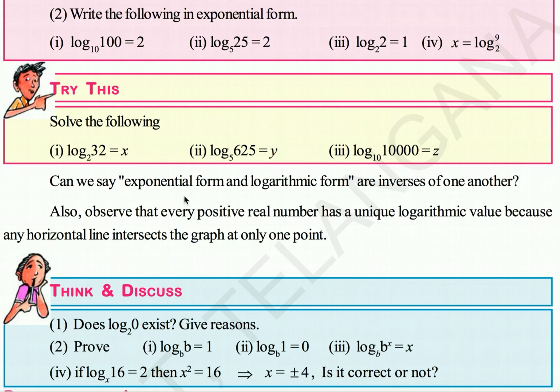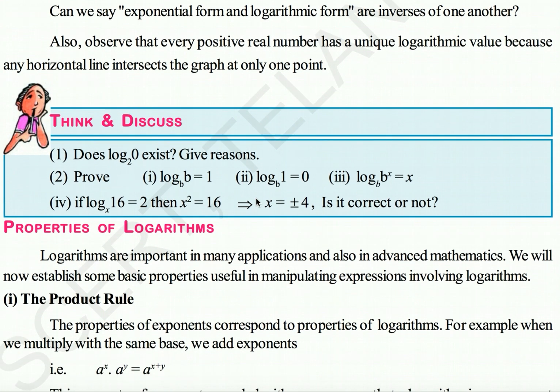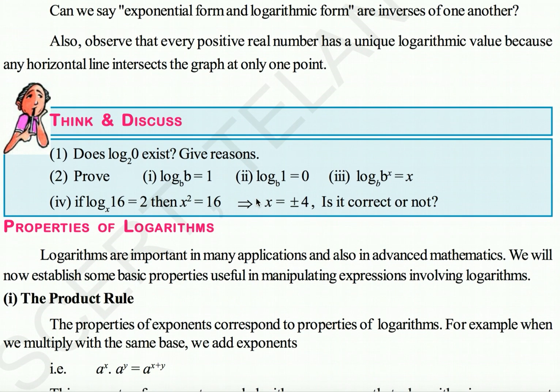Can we say exponential form and logarithmic form are inverse of one another? Yes, they are. Also observe that every positive real number has a unique logarithmic value because any horizontal line intersects the graph at only one point. So log value is unique. Does log 0 exist? Give reasons. It never exists, because it will never meet the x-axis, right?